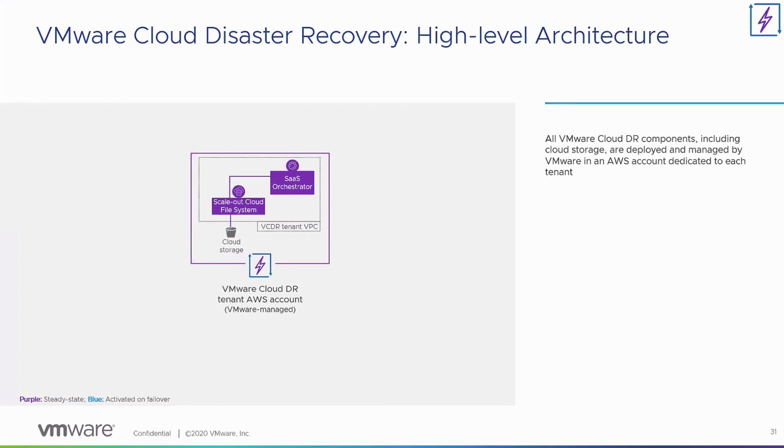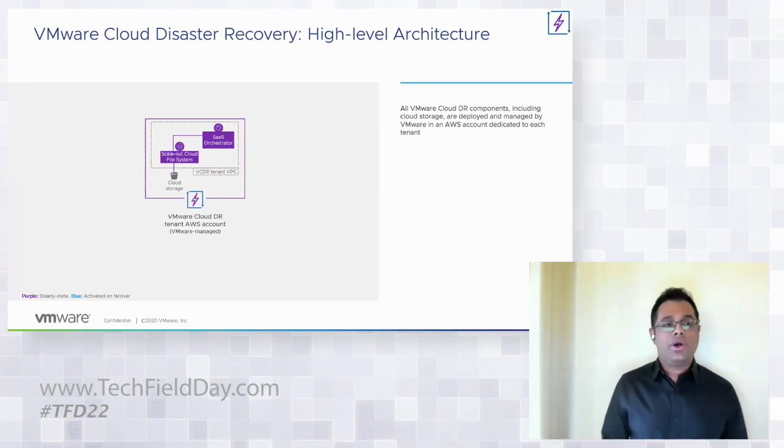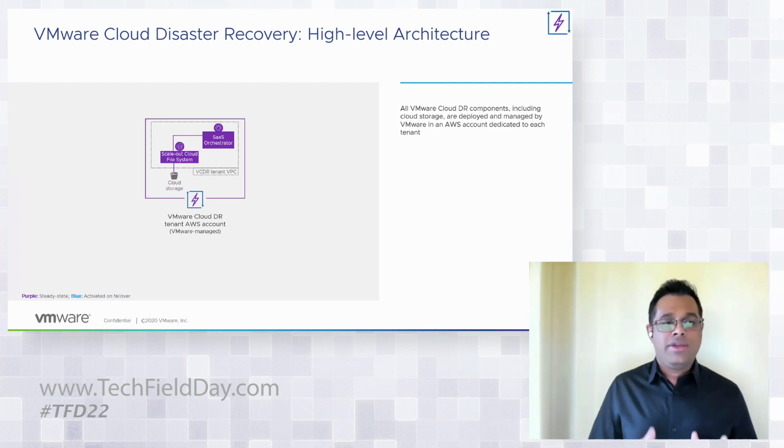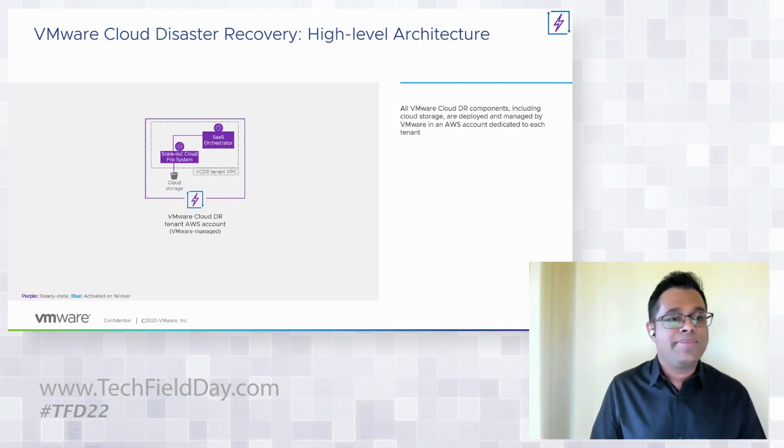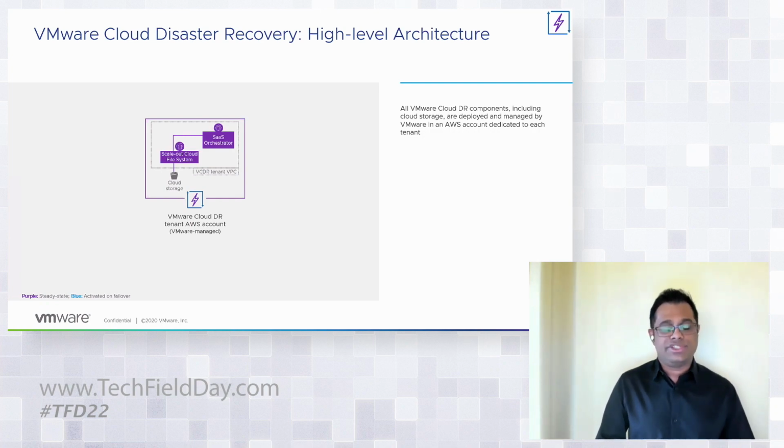There were a lot of questions previously about the architecture and how the components fit together, so I just want to bring it all together and show it in a single architectural diagram. We talked about how the cloud components are running in the cloud, and that includes the scale-out cloud file system, which is the abstraction layer and the magic that happens sitting on top of the cloud object storage, which is S3 in the case of AWS. And there's also the SaaS Orchestrator, which is what we talked about in this session in some detail.